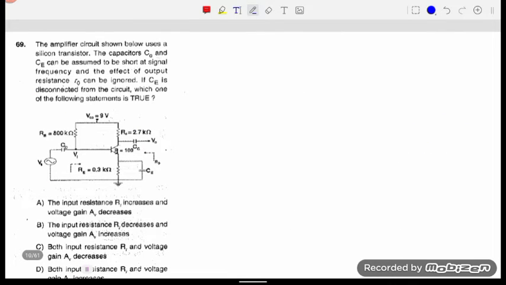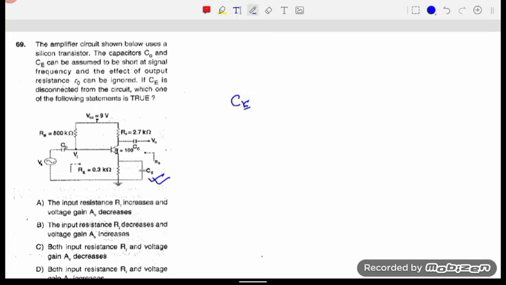Look at the circuit. The amplifier circuit shown below uses a silicon transistor. The capacitors CC and C can be assumed to be short at signal frequency, and the effect of output resistance R0 can be ignored. If CE is disconnected from the circuit, which one of the following statements is true? This emitter capacitor CE, they are telling that they will remove this capacitor from the circuit.